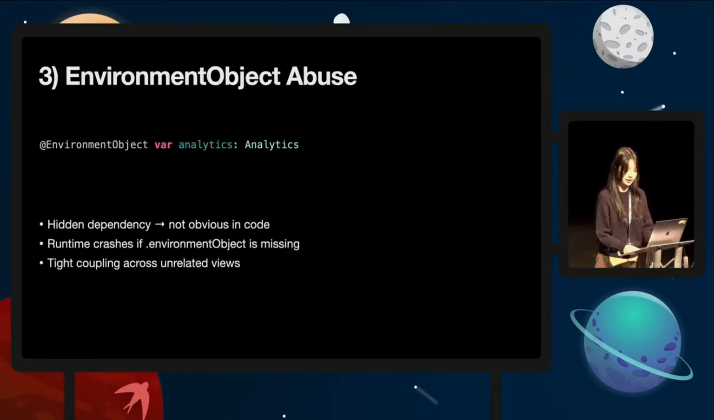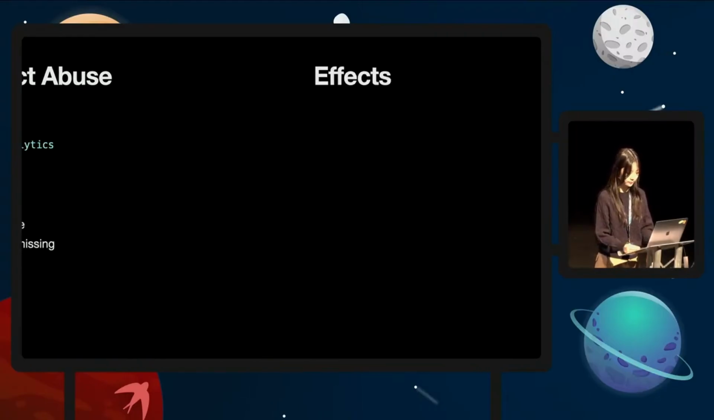Another shortcut is putting analytics into an environment object. Now it's accessible anywhere in the tree, but the problem is it hides the dependency. You can't tell from the code which view is logging what. And in a big project, it's impossible to reason about, and code reviews miss critical side effects. And if someone forgets to attach it at the root, the application can crash.